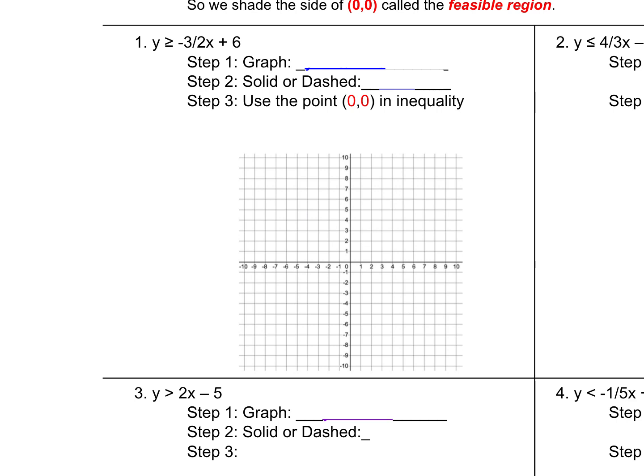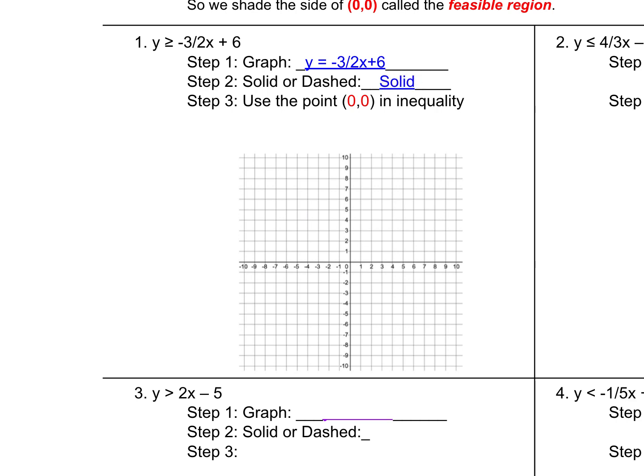Well, we're going to graph the equation y equals -3/2x plus 6. So I'm going to graph that line. Before I graph, is that line going to be solid or dashed? Again, I'm looking at the inequality. Does it have that line underneath? If it does, then we're going to say that it is a solid line.